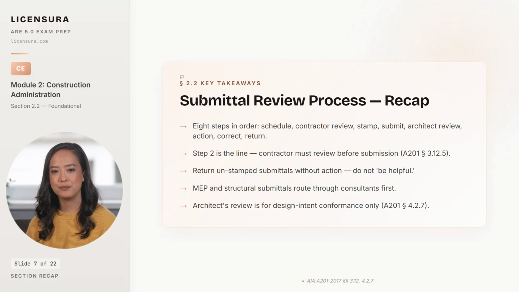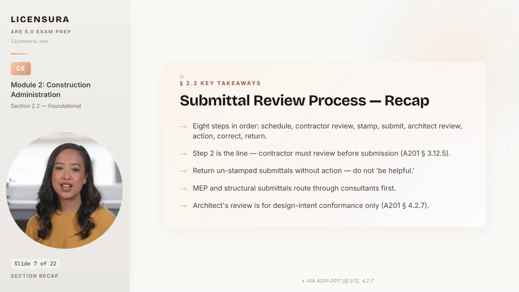5 takeaways from the submittal review process. 8 steps in order: schedule, contractor review, stamp, submit, architect review, action, correct, return. And the exam tests whether you can place each step with the correct party. Step 2 is the liability firewall. The contractor must review and stamp the submittal before sending it, per A201, Section 3.12.5. And forgetting that step is the single most common error new architects make in their first year of CA.